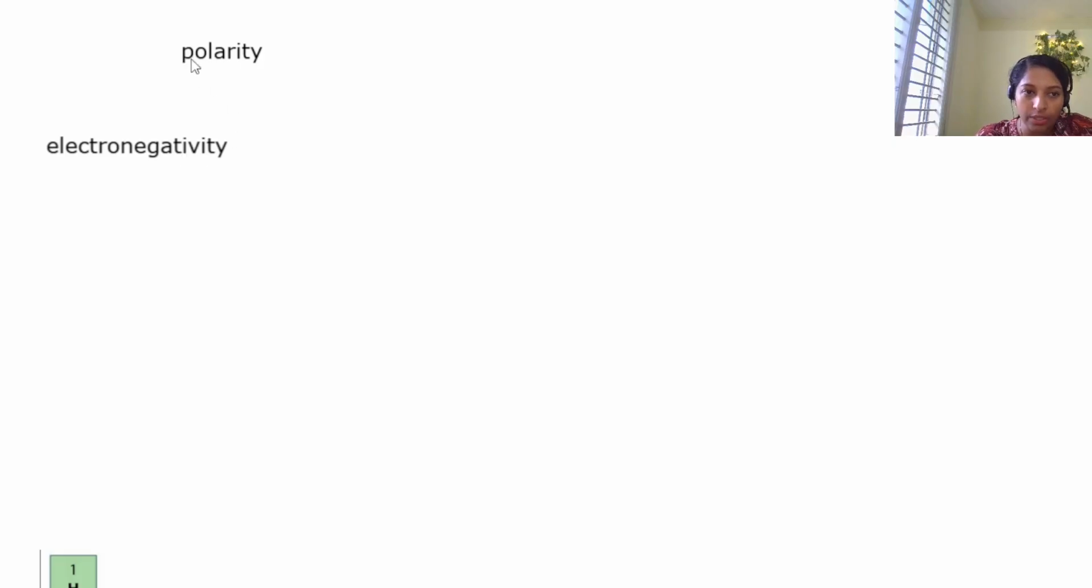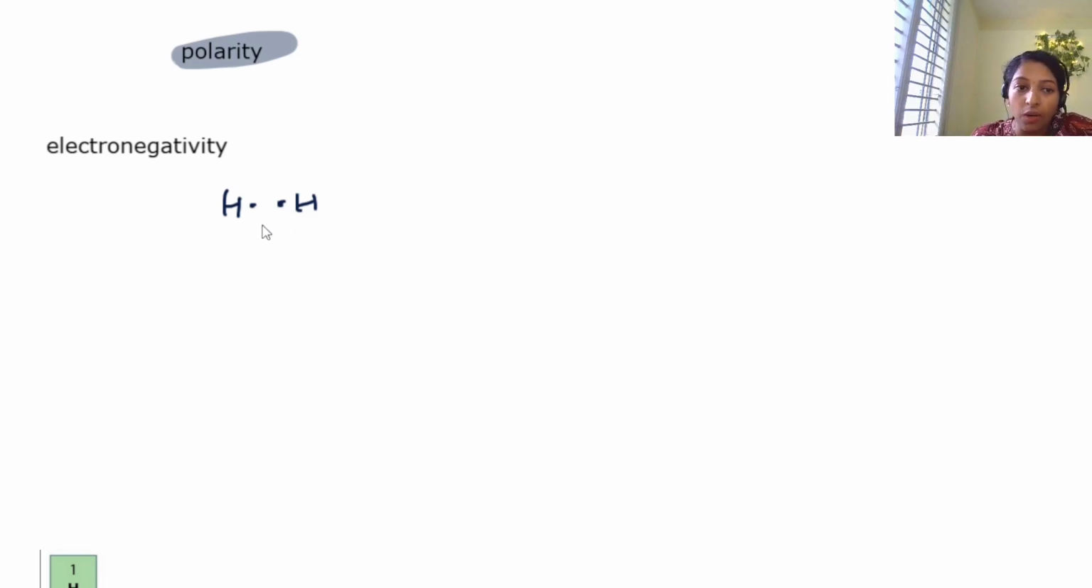In today's episode, let's see what this polarity concept is. Before that, let's see what we mean by a covalent molecule. Take hydrogen. One hydrogen atom has one electron, and another hydrogen atom also has one electron.